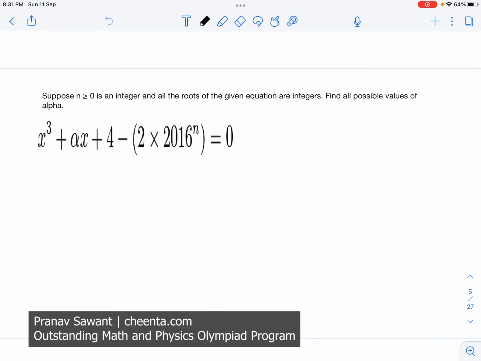This is a problem that is given to us. Suppose n greater than 0 is an integer and all roots of the given equation are integers. So find all the possible values of alpha. So first of all, we need to know what Vieta's relations are, right?